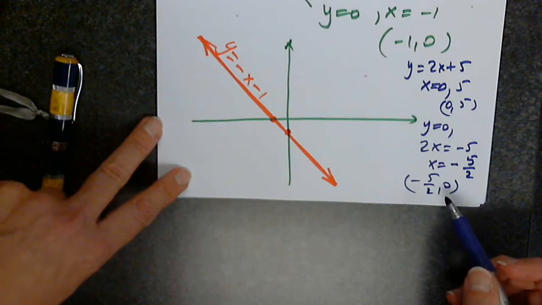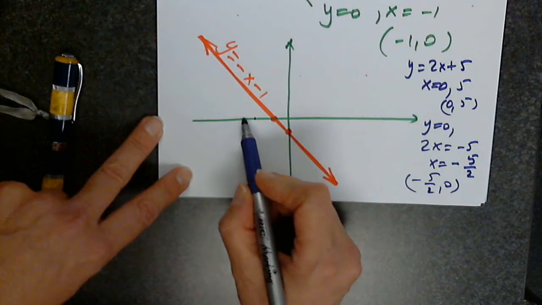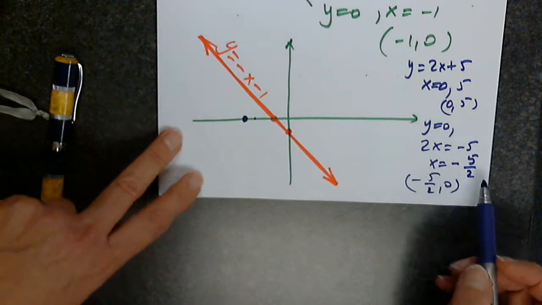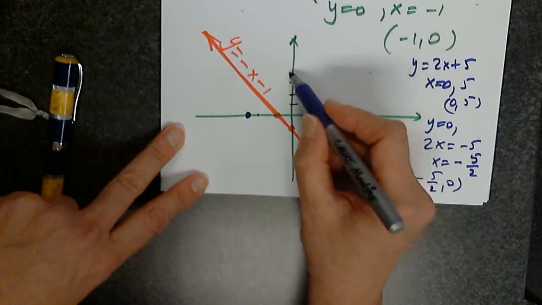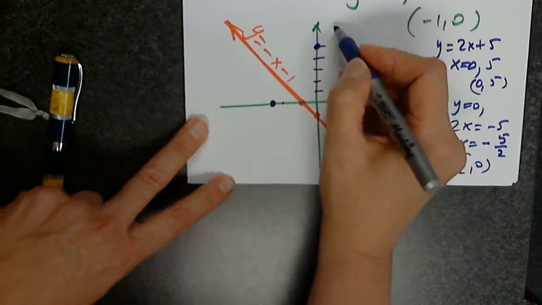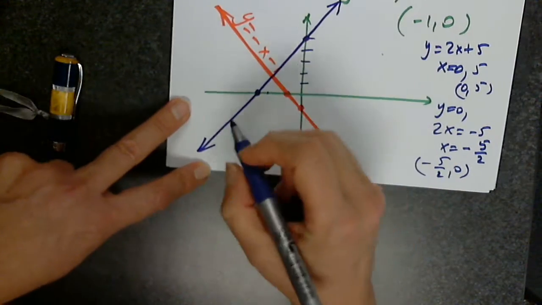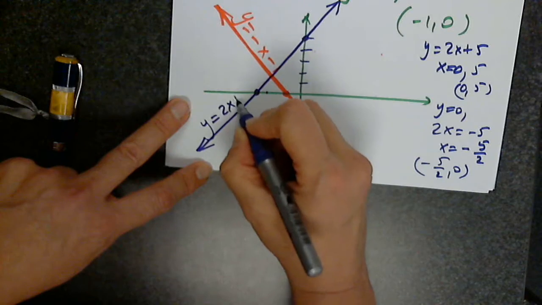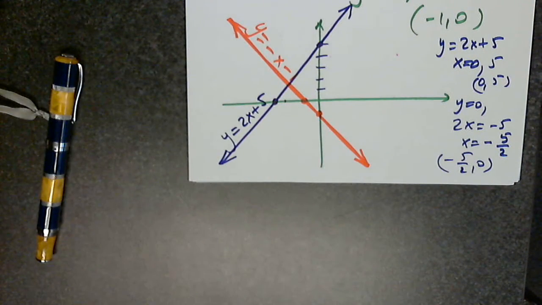So negative 2, this was negative 1. So negative 2.5 and 0 comma 5. This is the equation y equals 2x plus 5. And now let's read the solution.